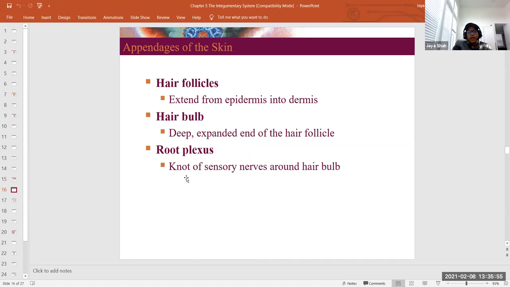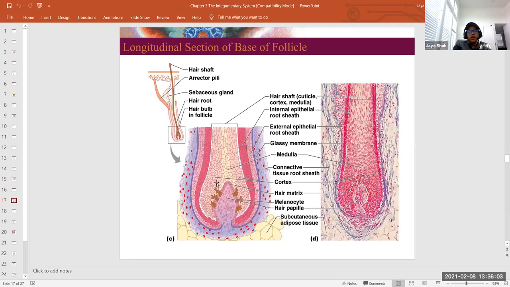And then there is the root plexus, which is the sensory nerve around the bulb. That's why when you pluck the hair, it comes with the plexus, and that is causing pain. This is the longitudinal section of the base of the follicle, same thing, and all the layers. But again, you are not responsible for these layers of the connective tissue, okay?